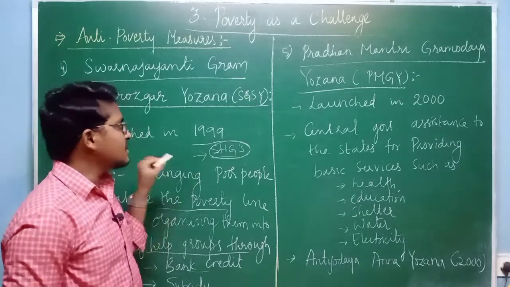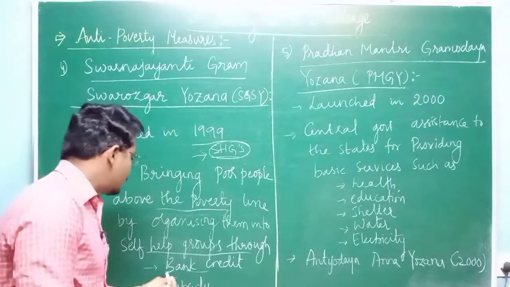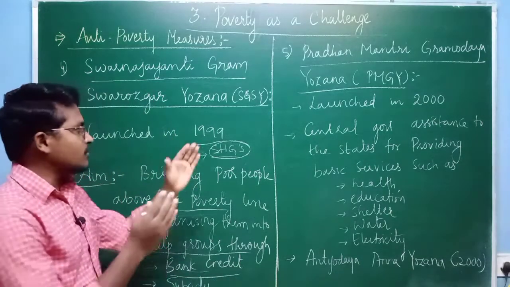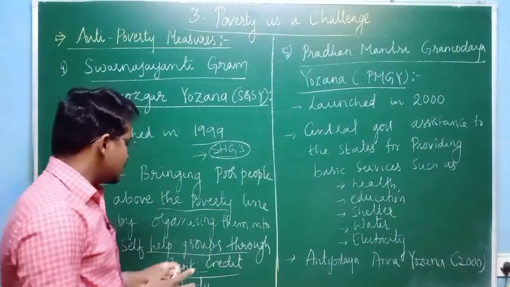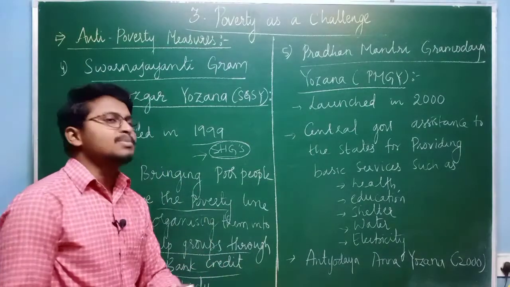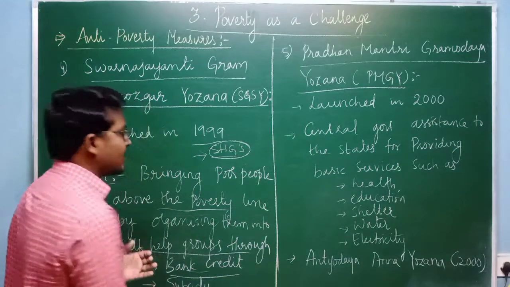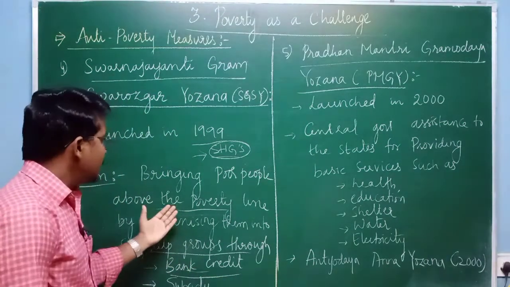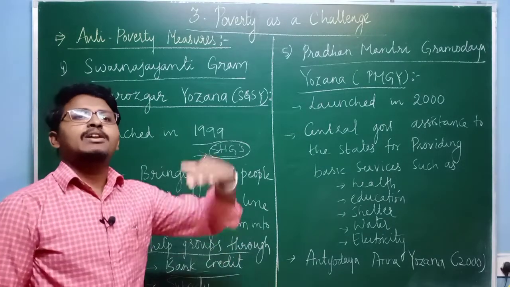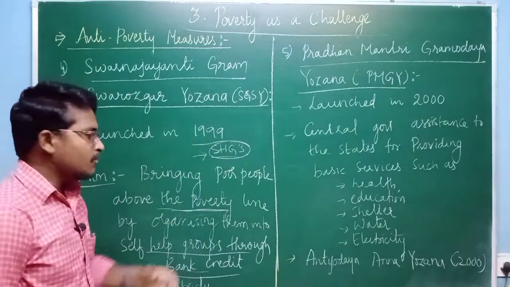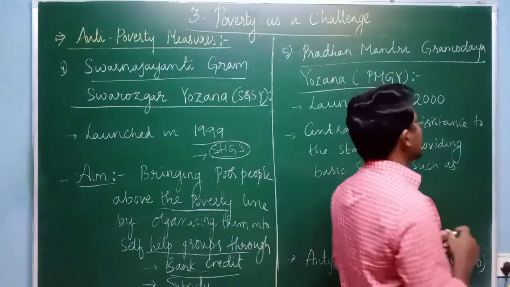So by organizing the people into self-help groups, the government is supporting them by providing bank credit, that means loans from the banks, to the poor people to spend on their various needs, and at the same time by providing subsidies. By doing this through bank credit and subsidy, the government is trying to bring people above the poverty line. That means the government is trying to uplift the poor people from poverty. And at the same time, the next one is the Pradhan Mantri Gramodaya Yojana.